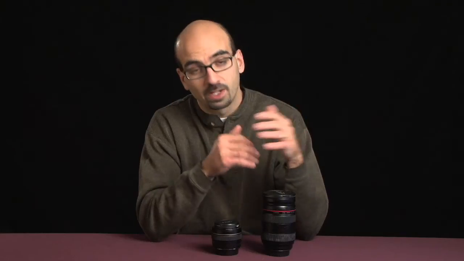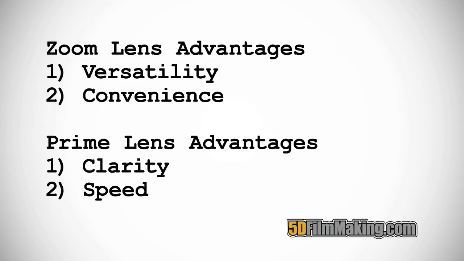So the advantages of zoom lenses are versatility and convenience. You can put one lens on your camera and sure, probably get everything shot that day you need to. The advantages of prime lenses are clarity and speed. Which one you should be using depends on what you're doing. But as long as you have a clear idea of what the differences between the different types of lenses are, you'll be able to make an informed decision.